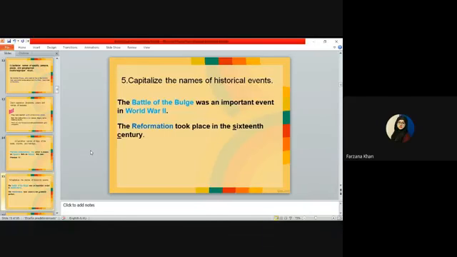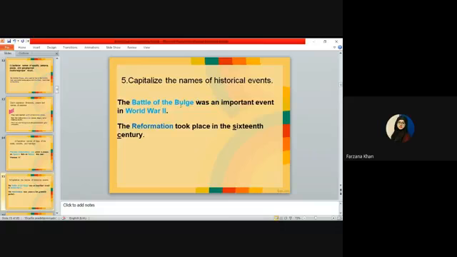So rule number 5 of capitalization: capitalize the names of historical events, right? All the names of historical events, whenever you write them in a sentence, you will capitalize the first letter of the complete name of the historical event. It can be any event from the past history of Pakistan, or from past Islamic history. In the example, you can see the Battle of the Bulge was an important event in World War II. So you can see all the first letters are capitalized in the Battle of the Bulge.